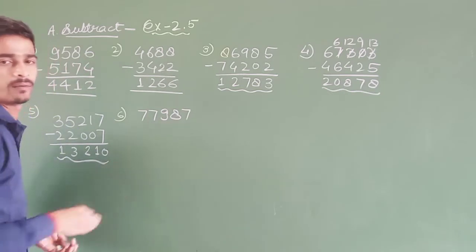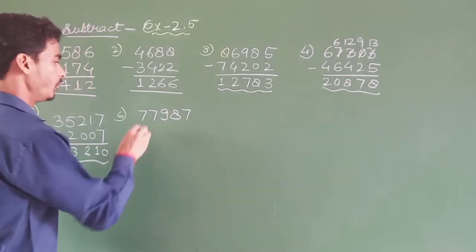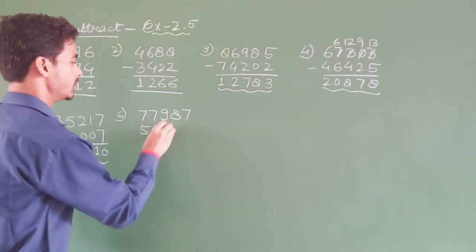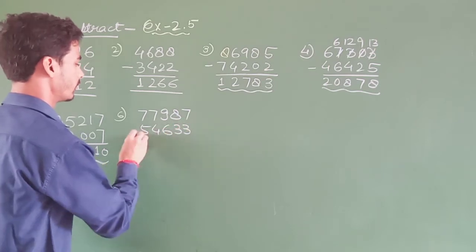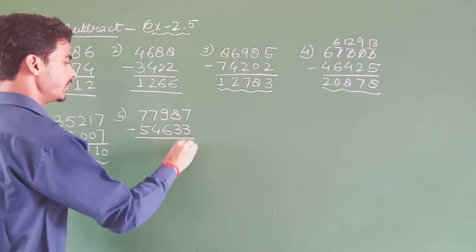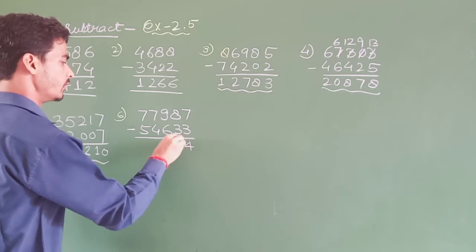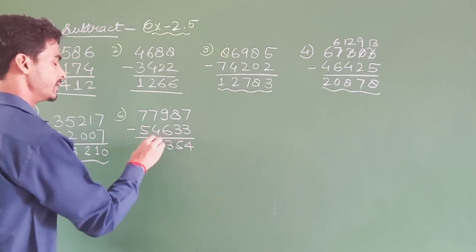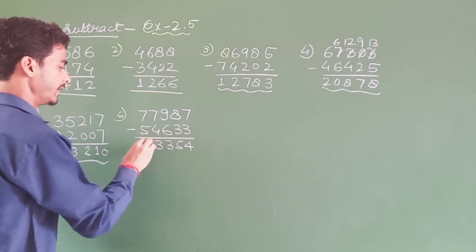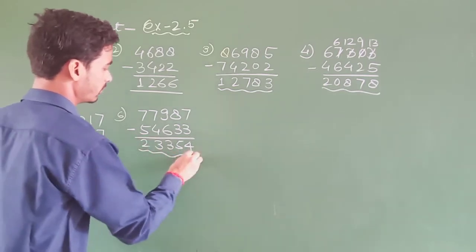77,987 minus 54,643. 7 minus 3 is 4, 8 minus 4 is 4, 9 minus 6 is 3, 7 minus 4 is 3, and 7 minus 5 is 2.